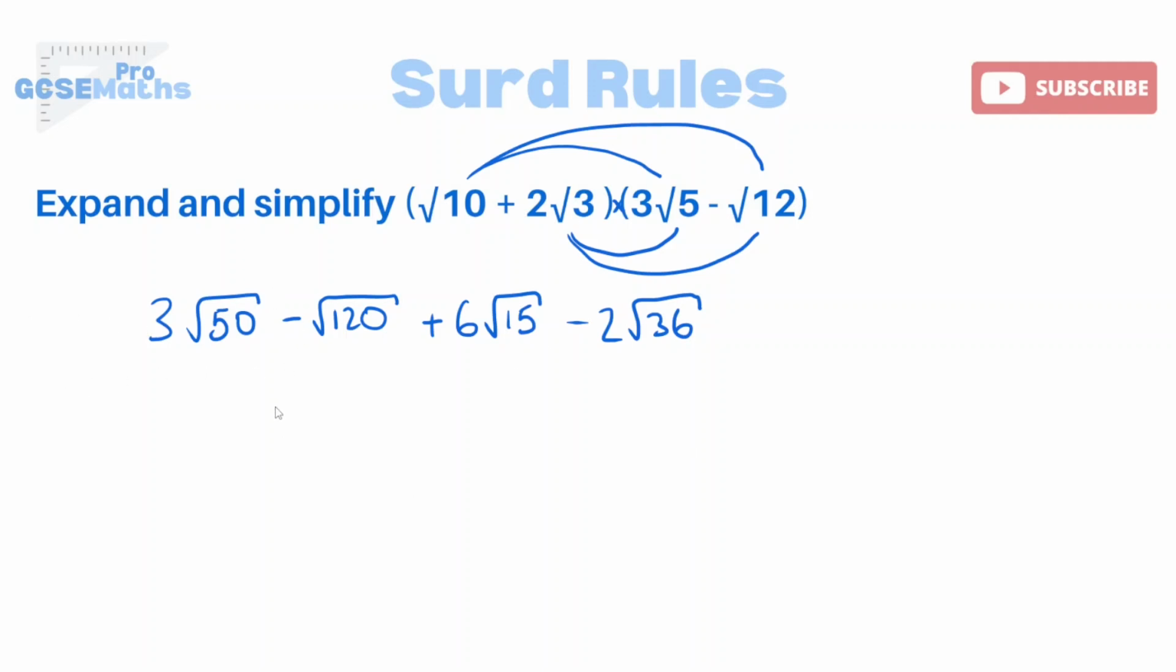Now we're just going to go through the process of simplifying. What square number goes into 50? Well, 25 goes in quite well. Times that by 2. What square number goes into 120? Actually, the largest one is 4. So root 4 times root 30. Okay, plus 6. What square number goes into 15? Actually, nothing, right? There aren't any square numbers that go in. So that's the most simplified you can get. So that stays the same, 6 root 15.